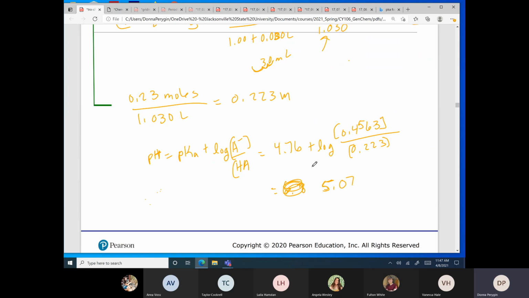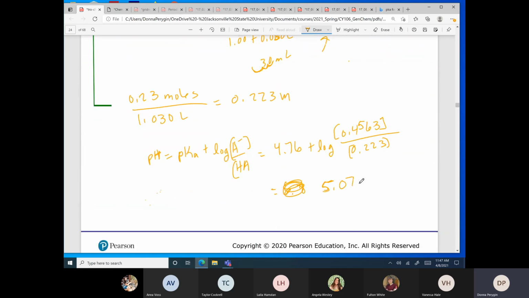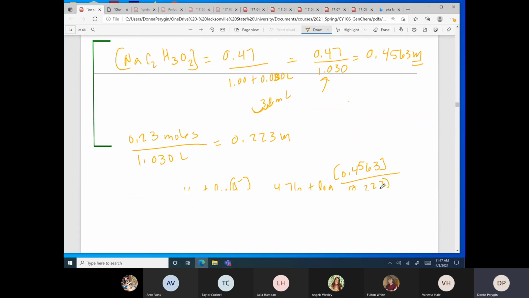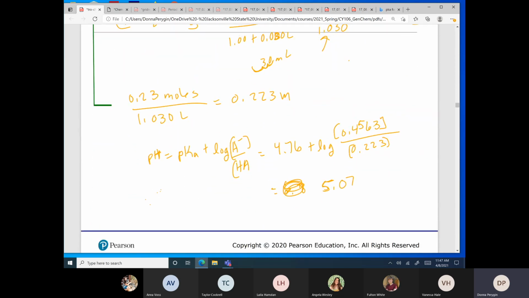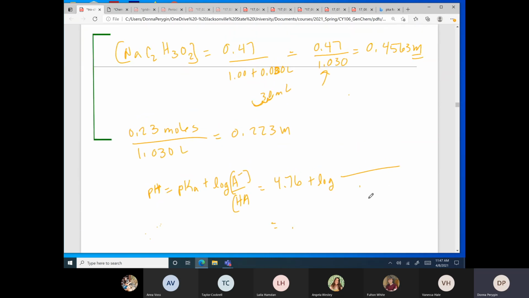0.4563 divided by 0.223 moles log. I'm thinking those numbers might be backwards. 4, 7. Oh, that's the problem. Yeah. This is our base and this is our acid. I got my numbers upside down. I knew there was something wrong here. Okay. So that's why it's important to kind of rationalize whether what you're doing is correct.